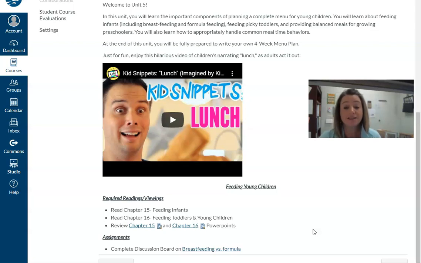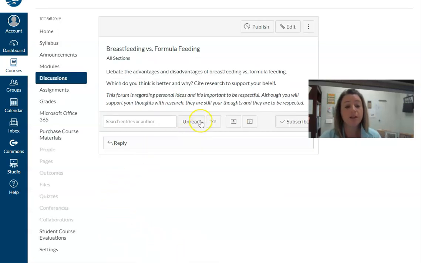This discussion board is not meant to be any type of judgment. Really what I'm asking you to do, because we're looking at feeding young children and we're looking at what they should be getting and the amounts that they should be getting, is to get into research that says, what does it say about breastfeeding? What does it say about using formula? So when you click on the discussion board, it's just really going to be what are the advantages and the disadvantages. Again, this is research.